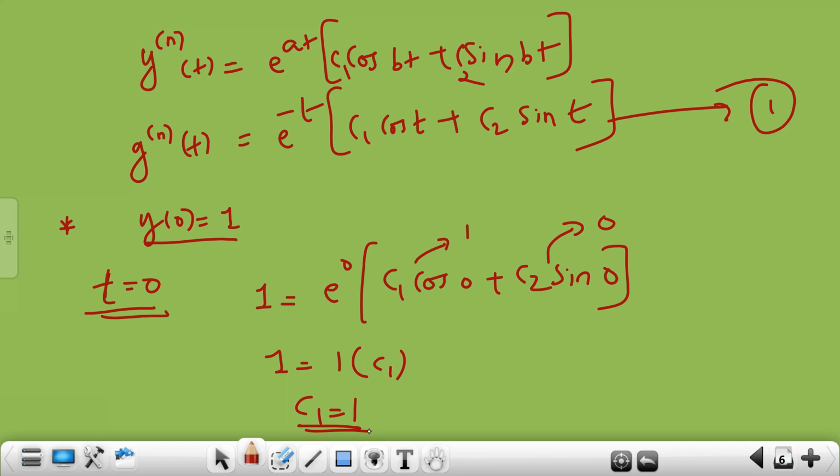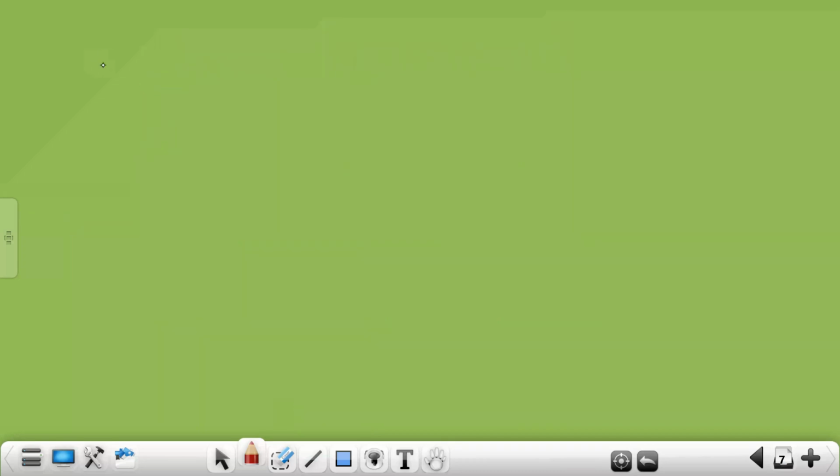Now to find C2, you need to take the second initial condition. The second initial condition was dy of t by dt at t equal to 0 is 0. So for this, we need to take the derivative of our solution. We know that y of t is equal to e raised to minus t into C1 cos t plus C2 sin t.